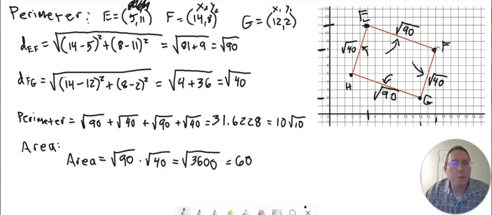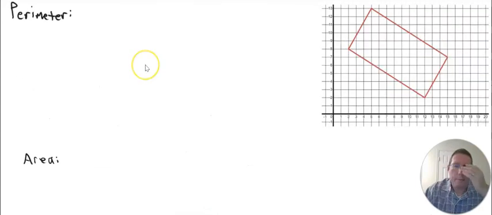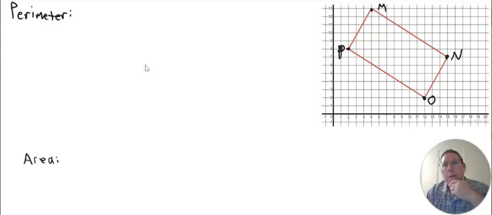Okay, I think we should do just one more example. So we've got one here. Let's go ahead and give some labels here. Let's call this maybe M, N, O, P. All right, so we've got rectangle MNOP. That's a very ugly P, but it'll do.